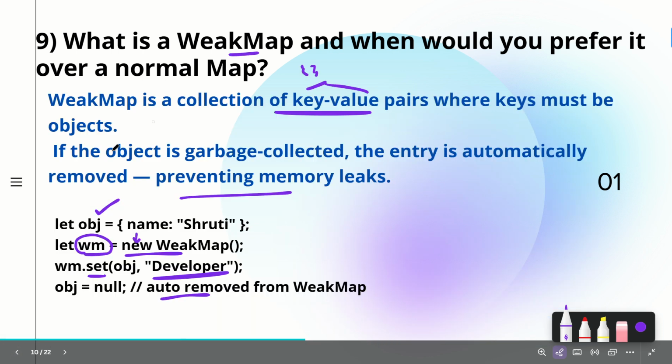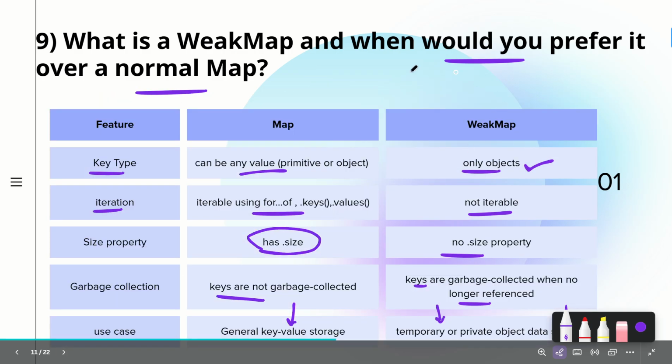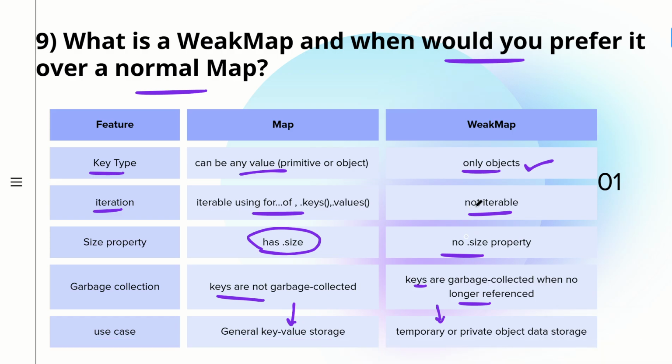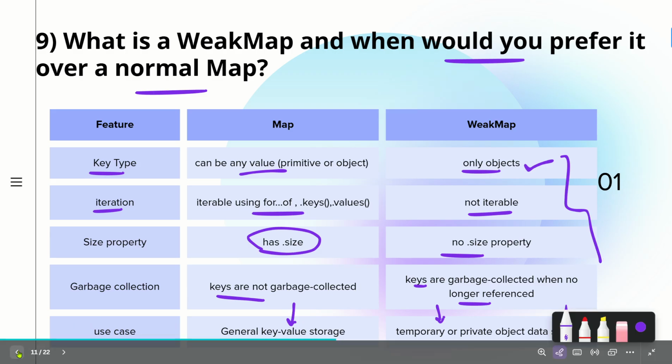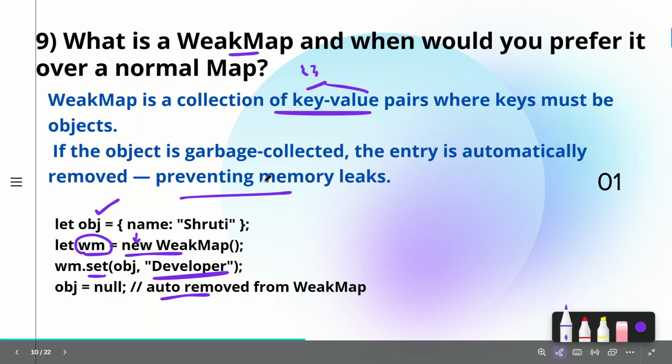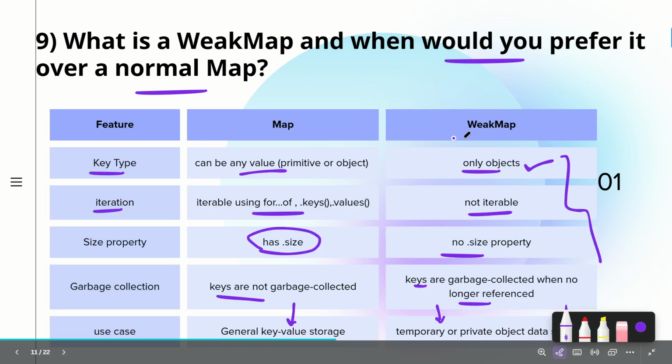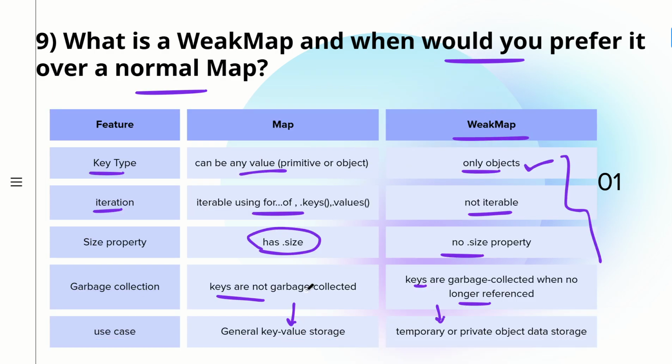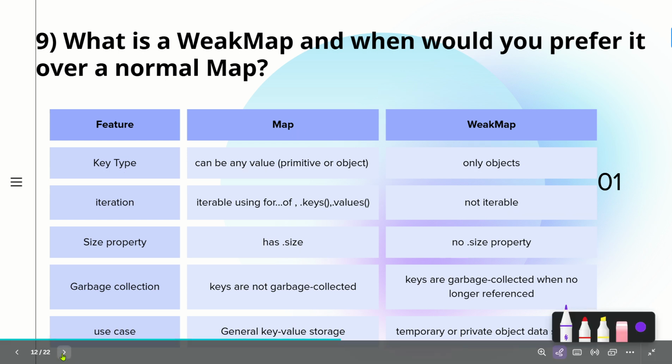So this is about the WeakMap. This is the syntax which we have seen. Also, when would you prefer it, you can say that these are the properties, and in case we want such behavior in our solution, then we can make use of WeakMap. This last point which you saw: whenever we want to prevent memory leaks, that is, garbage collection is needed, then we can make use of WeakMap. Else if no garbage collection is needed, it is just general key-value storage, then we can make use of Map.